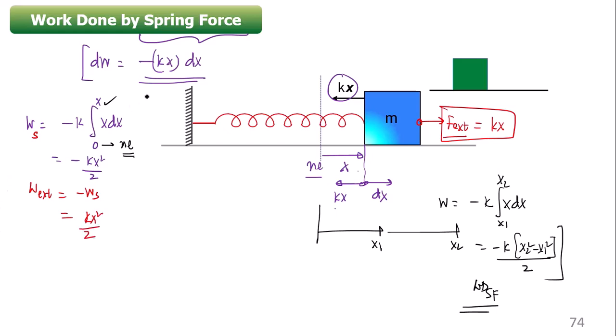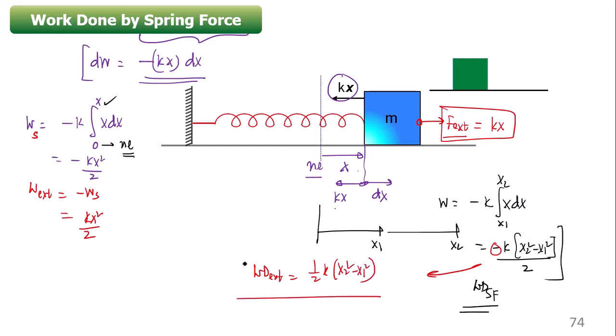So if I extend the spring from x1 to x2, the work done by the external force is calculated by only replacing the negative sign. So half of k into (x2 square minus x1 square). That will be your answer.